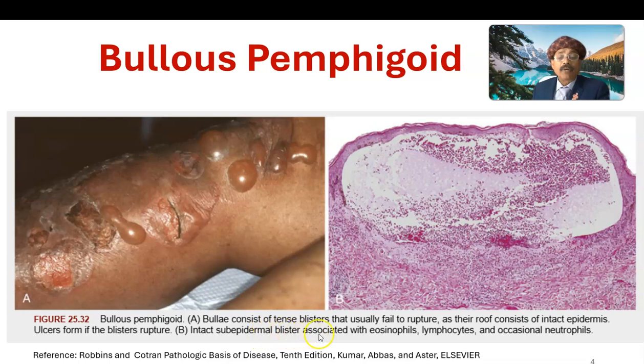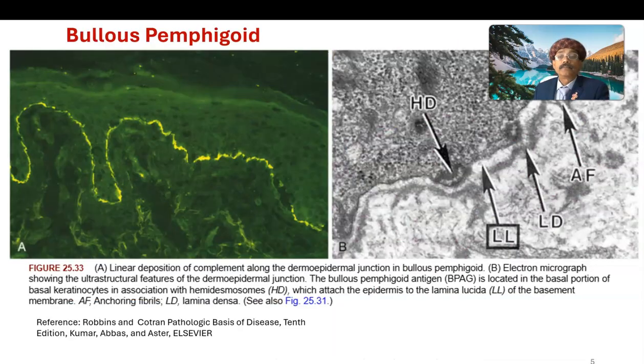Intact subepidermal blister associated with eosinophils, lymphocytes, and occasional neutrophils. Here we get those inflammatory cells. Here we are seeing linear deposition of complement along the dermoepidermal junction in bullous pemphigoid. This is the epidermis, this is the dermis, and we get the hemidesmosome at this level.